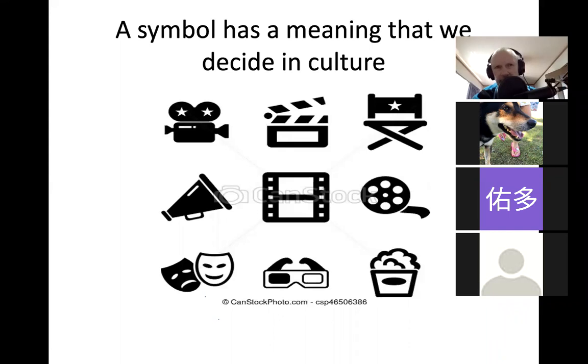Now, indexes: do animals understand indexes? Yeah, I think they do. Maybe sometimes better than us. Some animals get indexes better than we do. Icons: do animals understand icons? Think about it. If you show your cat a picture of something, does your cat understand that? Does it get it? Maybe not.